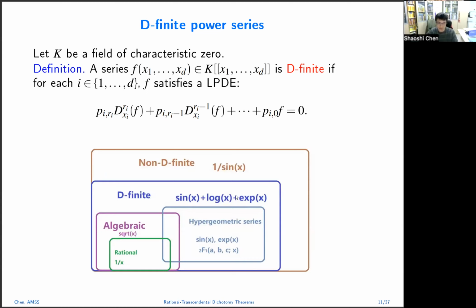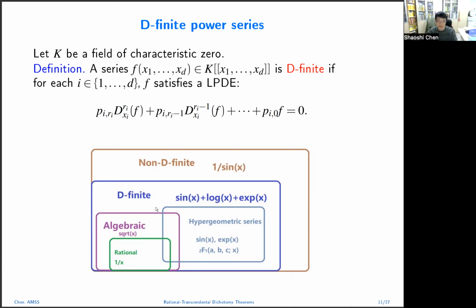So, let me roughly explain how large this class of power series is. Sure, an algebraic function is D-finite, because this was originally proved by Abel a long time ago. This class of power series is closed under taking sum and product. And it also includes very classical hypergeometric series, which appear in combinatorics and special functions.